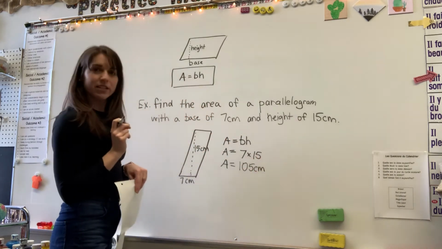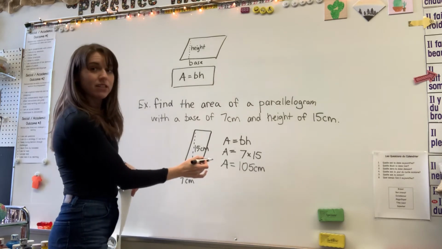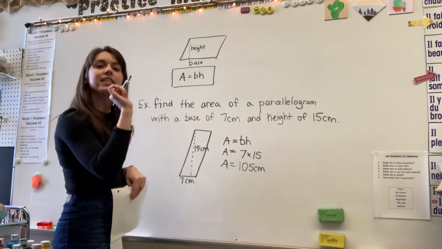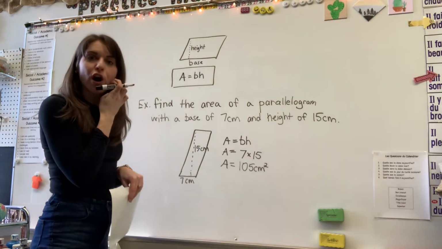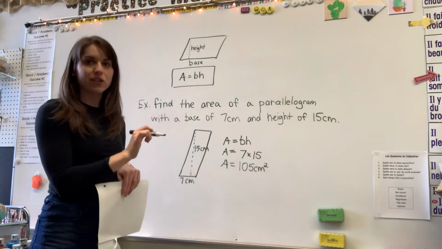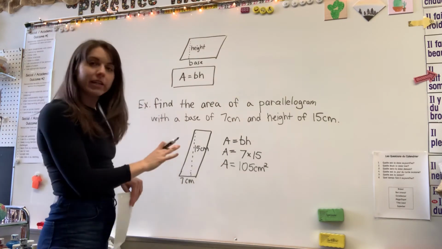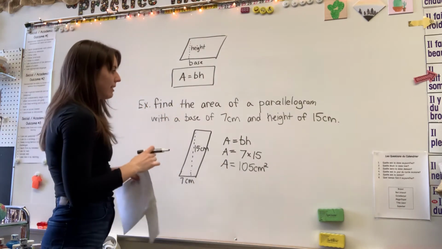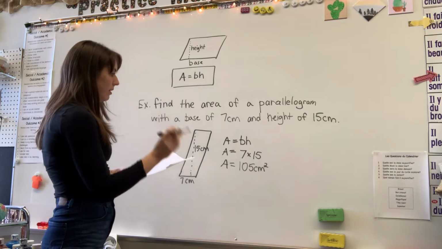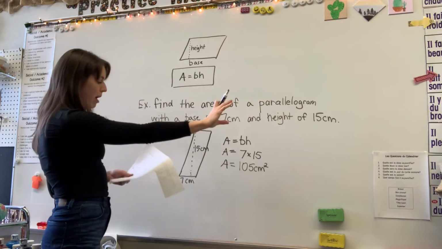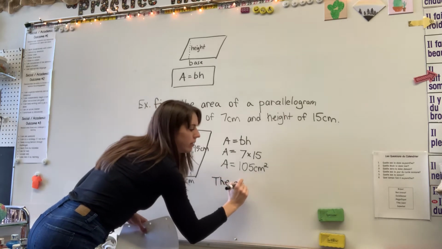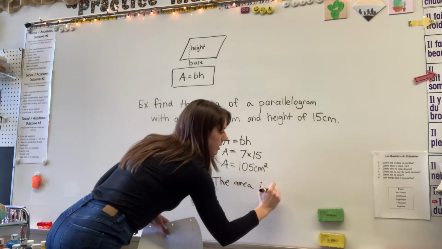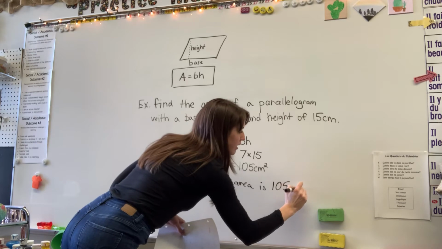105 centimeters. We are talking about area, so you need to put the squared symbol. That is something that a few of you forgot in your circle and cylinder assessment. So I'm reminding you now, you need that squared symbol there. And this was a word problem, so we're gonna put this in a final sentence. So the area, simple as that, is 105 centimeters squared.